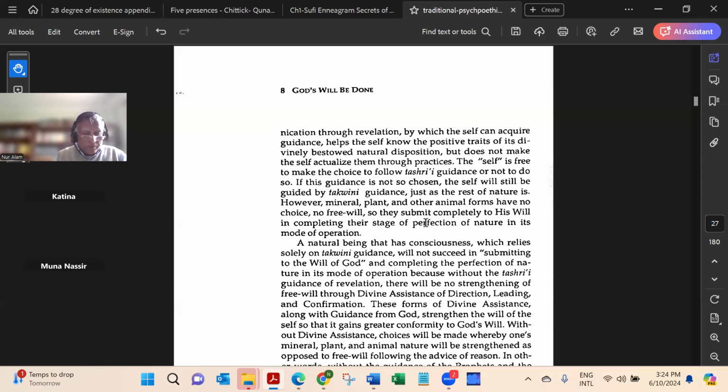But sometimes, you remember, Tashri'i guidance is external guidance, but a man went to kill a person, and he couldn't kill because his heart started beating, and he found that his hand was not moving anymore, because he realized that he was doing an injustice. It happened to many people, right?